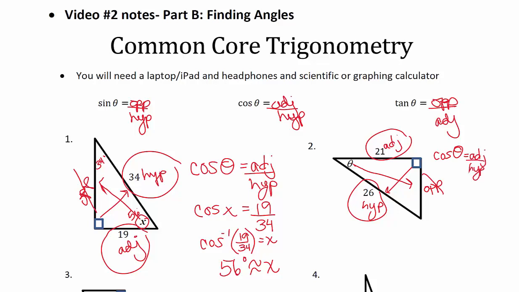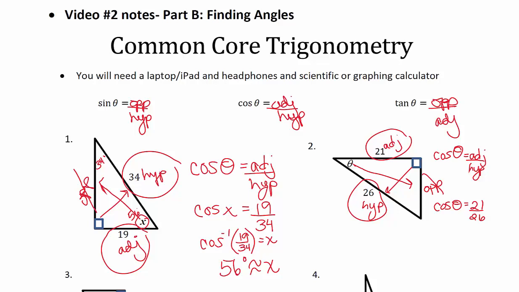I copy the exact formula down from the top part and fill in with the appropriate information. Theta is the angle we're looking for. I'm going to call it theta. Adjacent, we're going to put a 21 in its spot. Hypotenuse, we're going to put a 26 in its spot. And again, nobody, even a genius, could do this in their head.